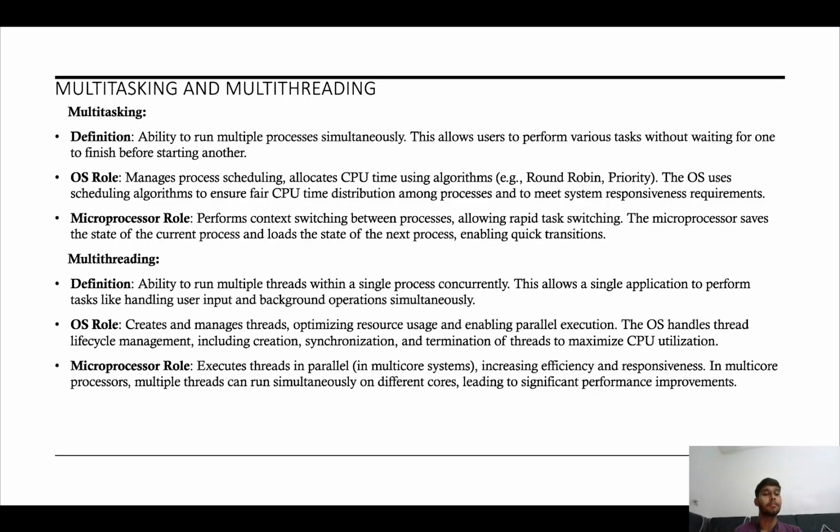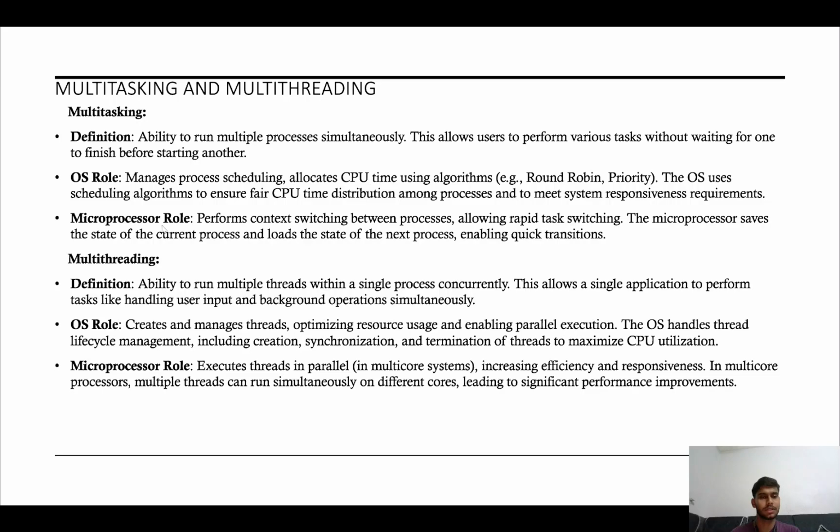Multitasking and multithreading. Multitasking, definition: the ability to run multiple processes simultaneously, which allows users to perform various tasks without waiting for one task to finish before starting another. The OS's role is to manage process scheduling and allocate CPU time using algorithms like round robin and priority. The OS uses scheduling algorithms to ensure fair CPU time distribution among processes to meet system responsiveness requirements.